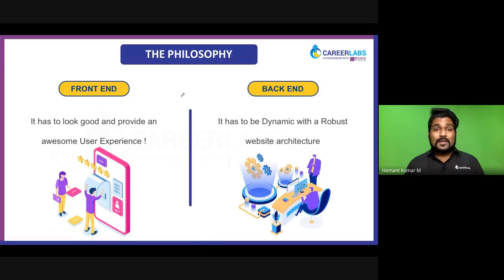Backend is all about being dynamic and robust. Even if you receive 10 orders, you ensure all the meals are of the same quality. You give one order, he gives extraordinary food. You give 10 orders, he should give the same level of food. He cannot reduce the quality. In the same way, the backend has a philosophy of being dynamic with a very robust website architecture.